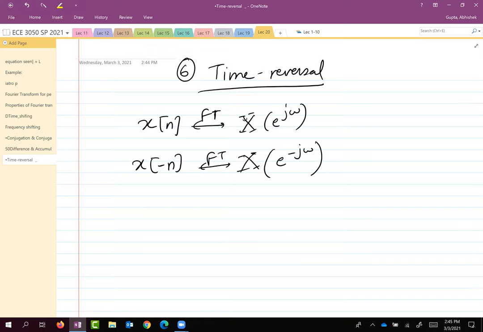Okay, my time is up. I'll go over some other properties of the Fourier transform, including Parseval's relation, differentiation in the frequency domain, and the convolution property of the Fourier transform. We'll go over all of that in the next class.